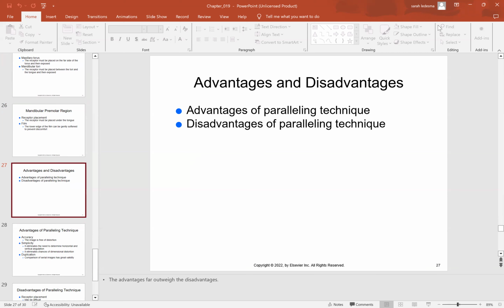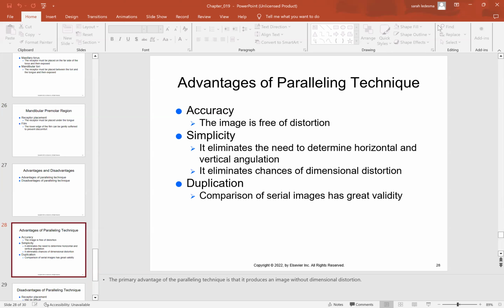Advantages and disadvantages. Advantages of paralleling technique and disadvantages of paralleling technique. Advantages include accuracy, the image is free of distortion. Simplicity, it eliminates the need to determine horizontal and vertical angulation and eliminates chances of dimensional distortion. And duplication, comparison of serial images has great validity.